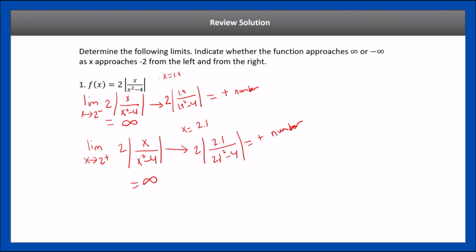And then therefore, they're not asking for this, but if they were to ask you for the general two-sided limit, you would just say that the general two-sided limit, just the regular limit here, is infinity or does not exist. Okay.